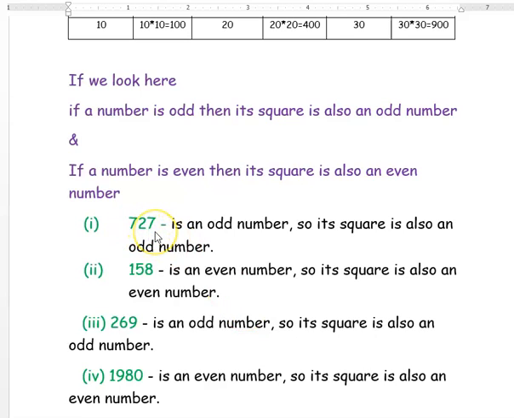727 is an odd number, so its square is also an odd number. 158 is an even number, so its square is also an even number. 269 is an odd number, so its square is also an odd number. 1980 is an even number, so its square is also an even number.